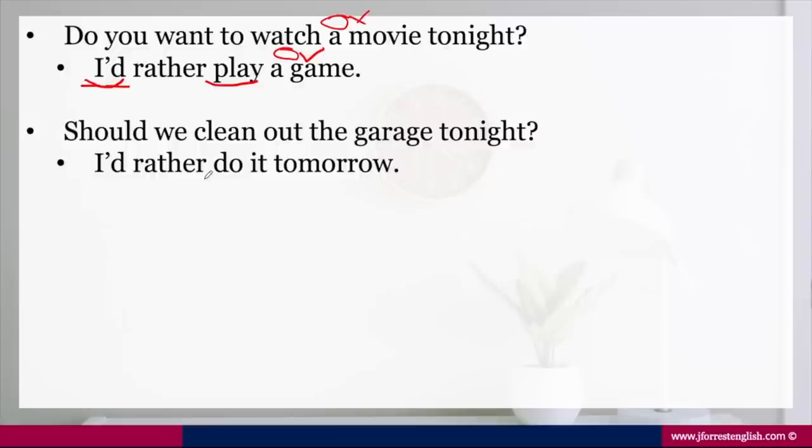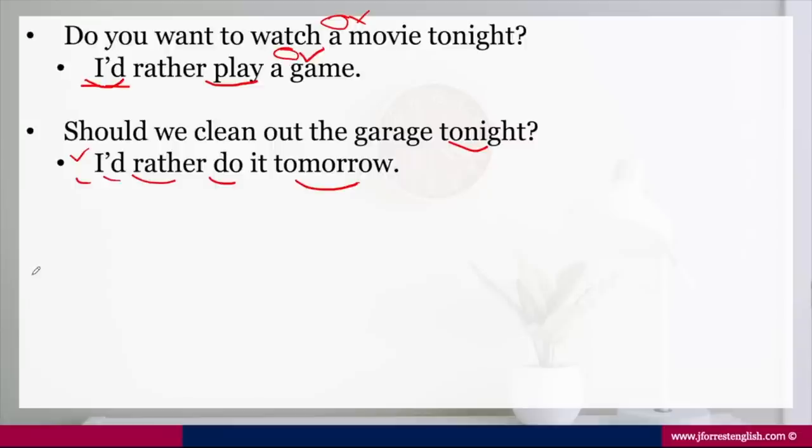Another example, should we clean out the garage tonight? I'd rather do it tomorrow. So this is a very polite expression and it's a nice way to decline an offer or an invitation. So here our choices are tonight or tomorrow. And remember, subject, would, rather, base verb.